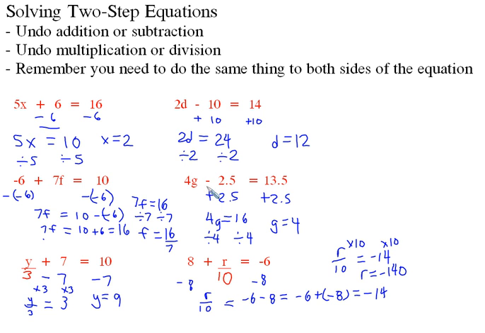And 4g minus 2.5, well, what's g equal to? It's going to be 4, so this is going to be 16 minus 2.5 is equal to 13.5. That makes sense. Plug in 9 here. 9 divided by 3, that's 3 plus 7 equals 10. And then plug in negative 140 here. Negative 140 is going to give you negative 14 here. 8 plus negative 14 is equal to negative 6. So that all makes sense.